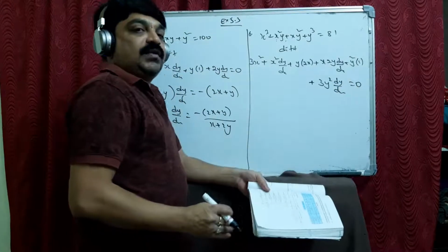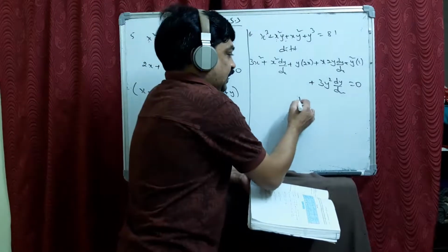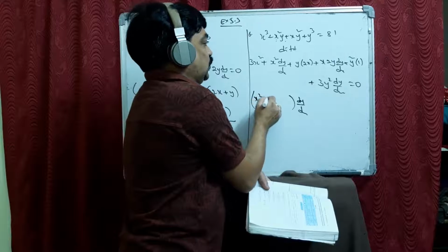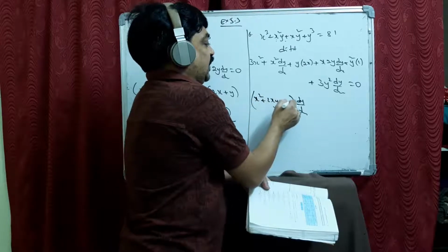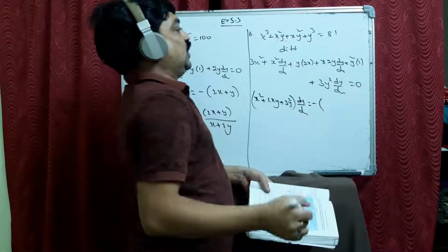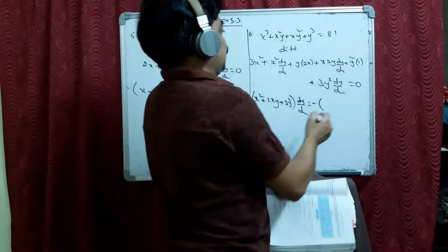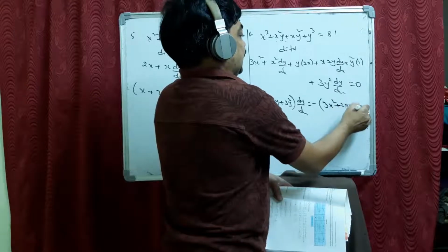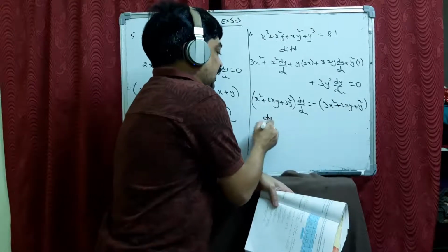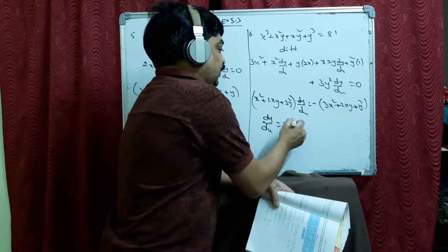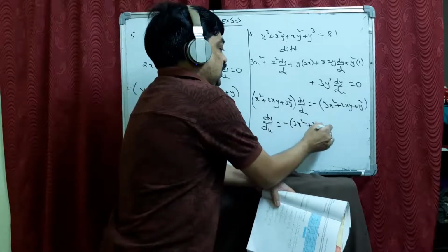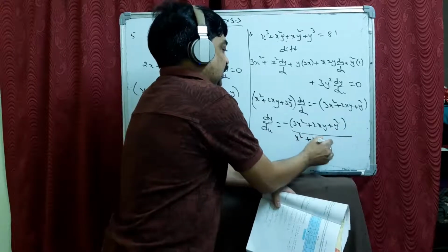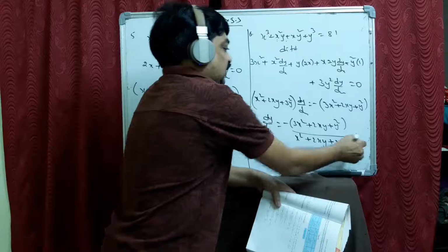Let us keep all the dy by dx terms to the left side. So it becomes dy by dx times x square plus 2xy plus 3y square is equal to, now take all the other terms to the right side, minus of 3x square plus 2xy plus y square. So dy by dx is equal to minus of 3x square plus 2xy plus y square by x square plus 2xy plus 3y square. Okay.